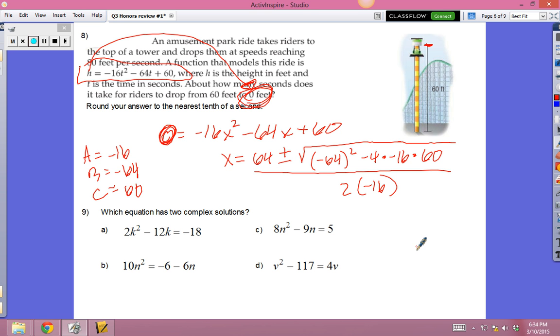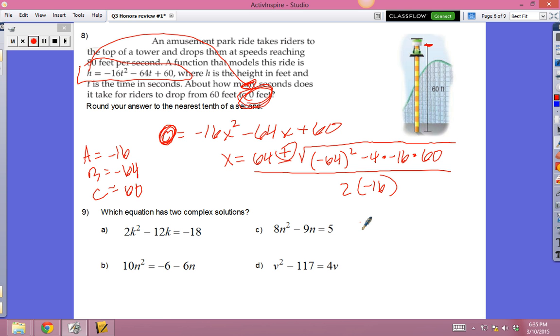Okay, so now I'm going to pause it and type it in my calculator. I'm going to get two answers, one for the plus, one for the minus. One of them is probably going to be negative, and one's going to be positive. I'm going to disregard the negative one because how many seconds is it going to take? It's not going to take a negative second.